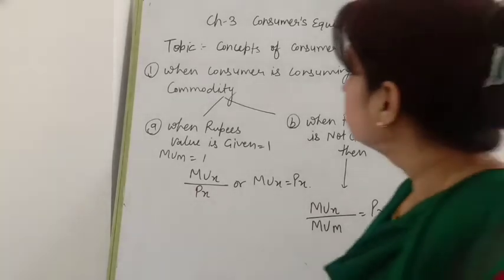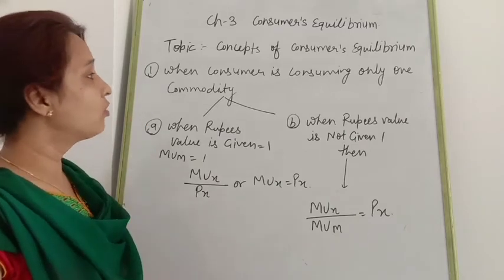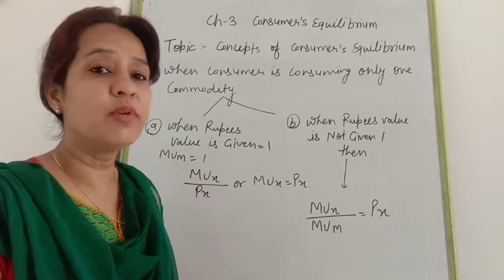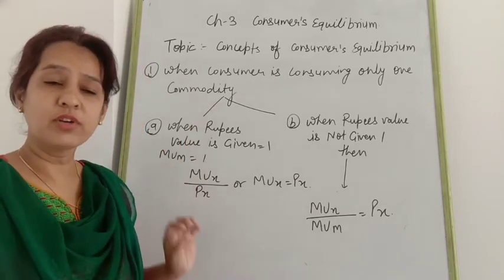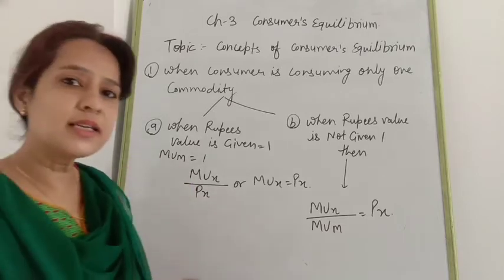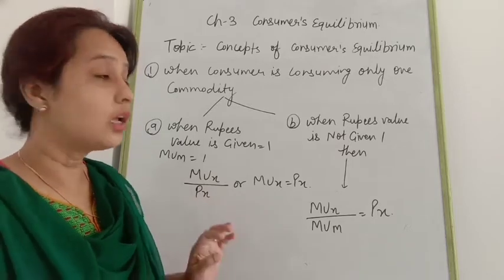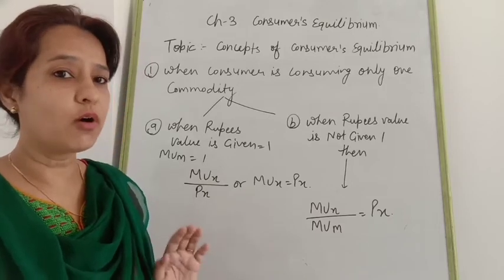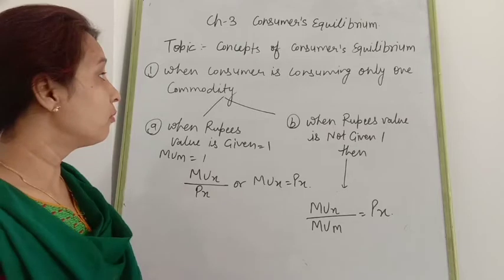Now, we are going to discuss the second topic of one commodity case or single commodity case, that is when rupees value is not given 1. First of all, you should know what is the meaning of consumer equilibrium, where the consumer is going to get maximum satisfaction. That point is known as the consumer equilibrium point, out of his given income or out of his expenditure. That is known as a consumer equilibrium.